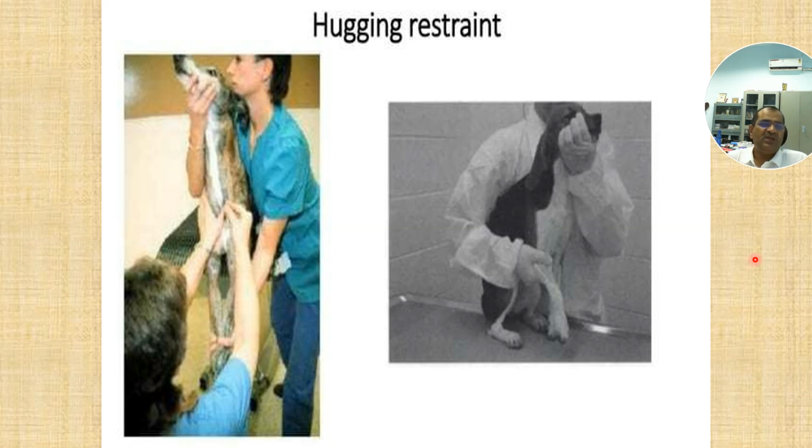And sometimes the hugging restraint is also used. For that, stand on the side of the dog and hold the lower part of the neck and below the nostril and mouth, then firmly hold it. That's called hugging. Just as we hug humans, the animals can also be hugged. This is also a good technique for holding the dog. And whenever you are holding the dog, it has to be held very firmly.